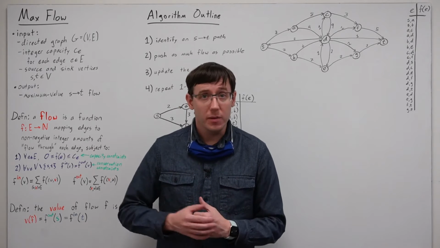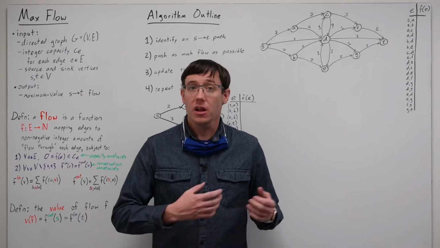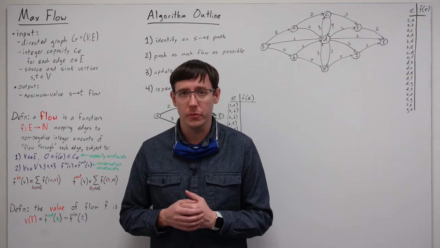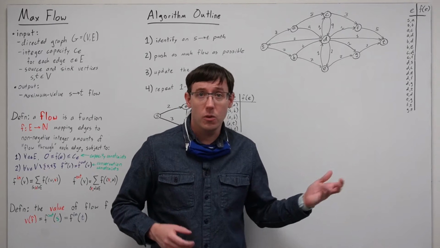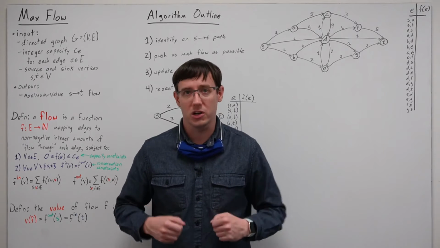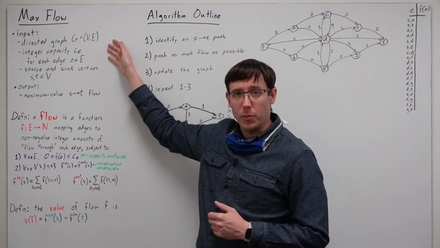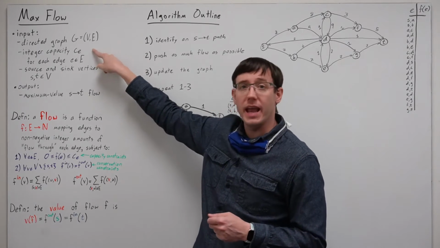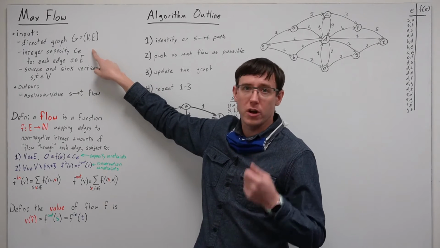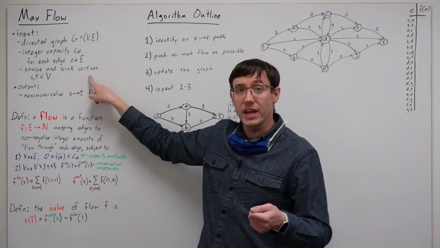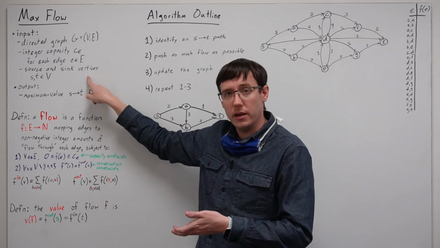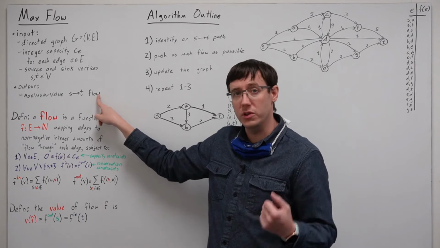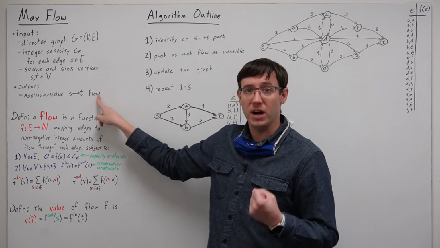And also, we study max flow because it turns out that there are lots of other problems that can be transformed into max flow problems. And so if we have an algorithm for max flow, then we can solve those other problems by reduction. So in our formal description of the problem, we are given as input a directed graph, and for every edge in the graph, some integer capacity. We're also told which vertex is the source and which vertex is the sink, and our goal is to find the flow from the source to the sink with the maximum possible value.